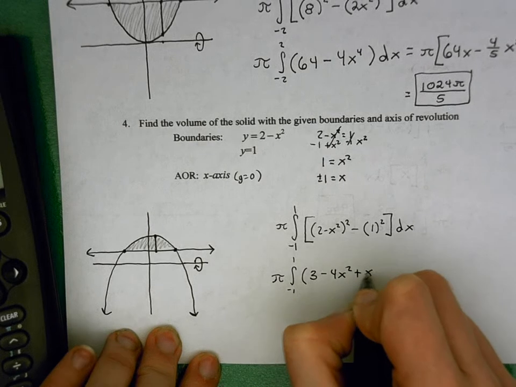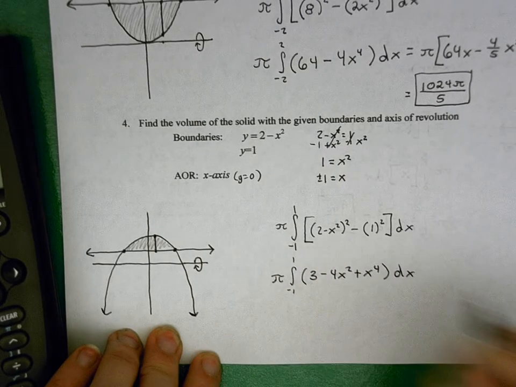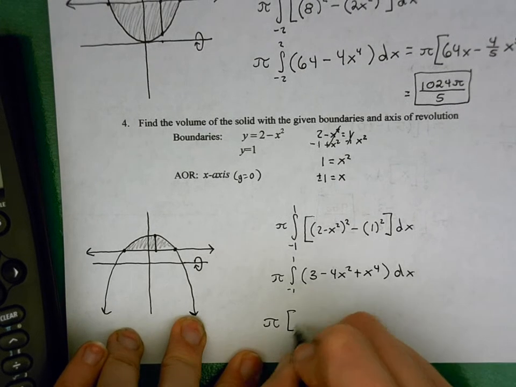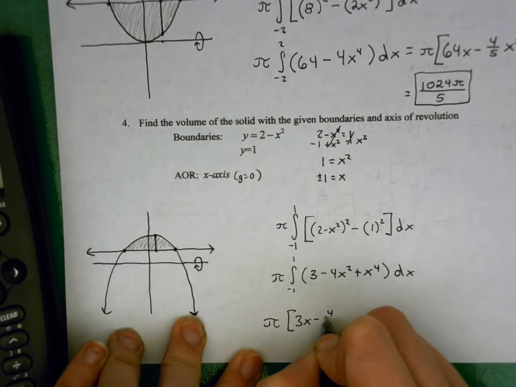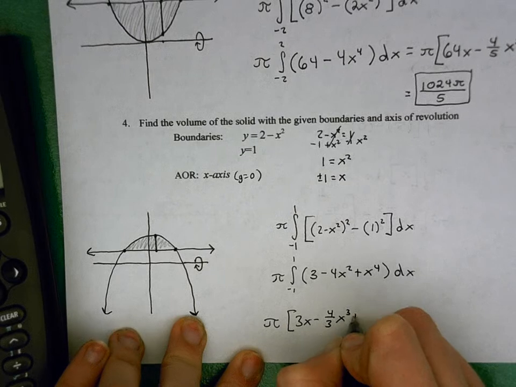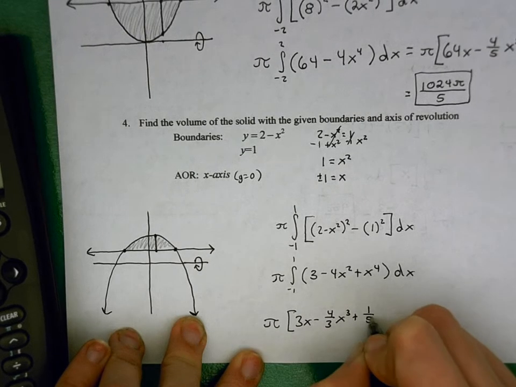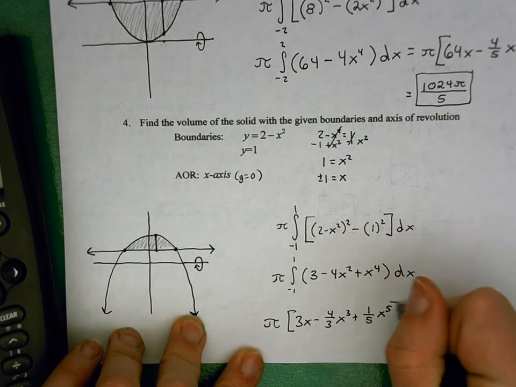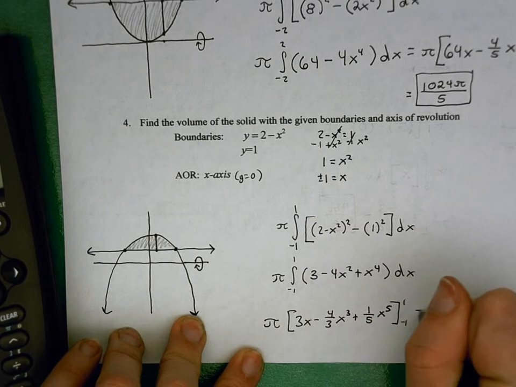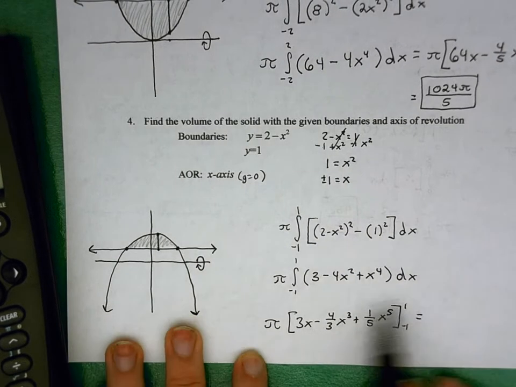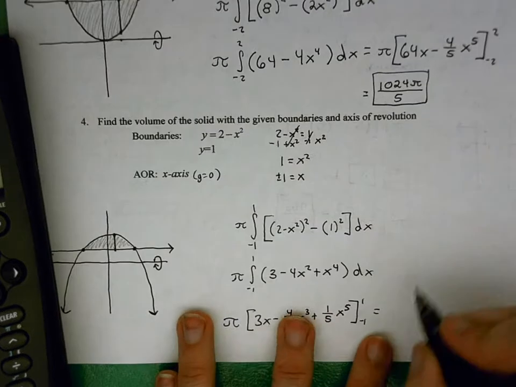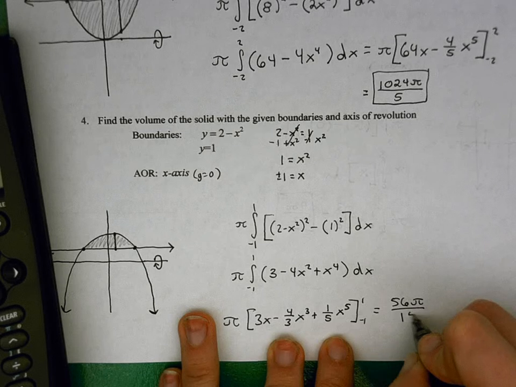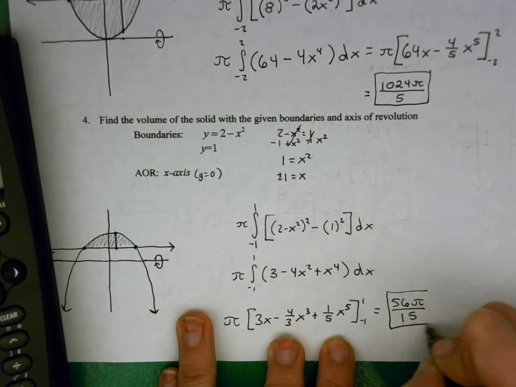So we get pi, clean this up a little bit, integral from -1 to 1 of 3 minus 4x squared plus x to the 4th dx, which is pi times 3x minus 4/3 x cubed plus 1/5 x to the 5th from -1 to 1. And when you plug that in, f of b minus f of a, you get 56 pi over 15. And there's your answer.